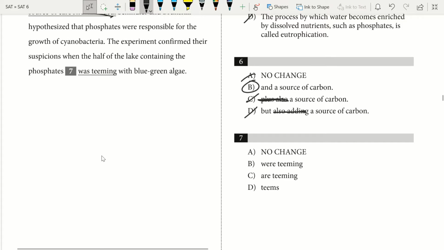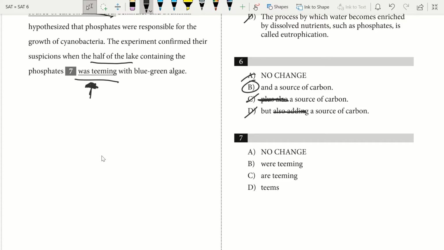Schindler and Brunskill hypothesized that phosphates were responsible for the growth of cyanobacteria. The experiment confirmed their suspicions when half of the lake containing the phosphates was teeming with blue-green algae. Alright. Well, I have an underlined word in the middle of the sentence, so all I'm doing is looking at if there needs to be changes. If not, I hit no change. If there does need to be changes, then I look at that. So I'm just kind of checking for grammar here, tenses, all of that.